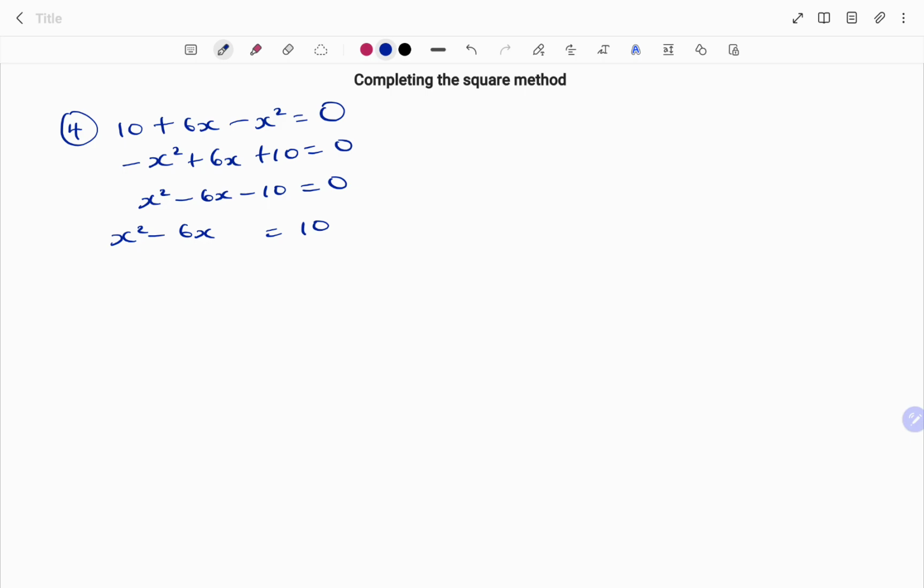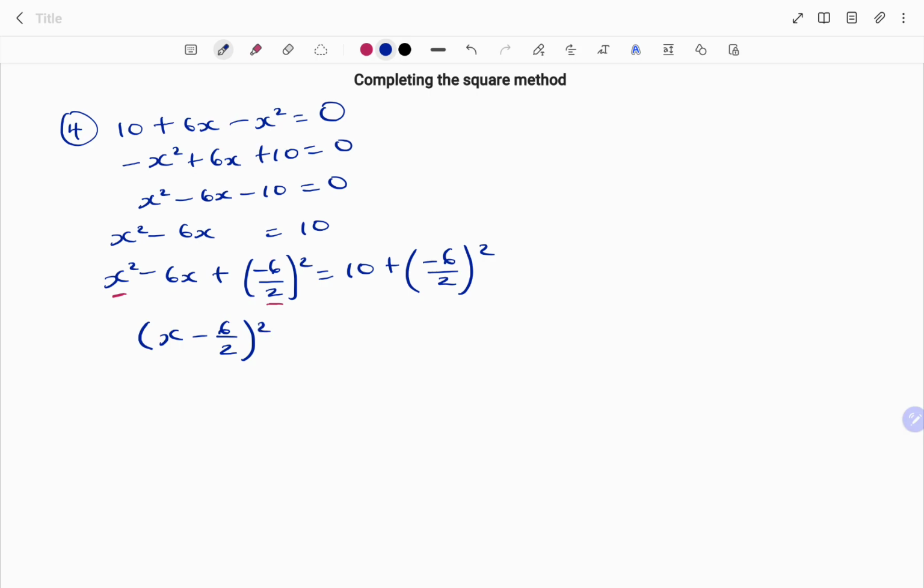Then I add the square of half the coefficient of x. The coefficient of x here is minus 6, so I'm going to be adding minus 6 over 2, all squared. And whatever you do on your left, you do on your right: plus minus 6 over 2, all squared. So completing the square, I'm going to take my x and minus 6 over 2. That will give me x minus 6 over 2, all squared, equals, and I can expand my right hand side.